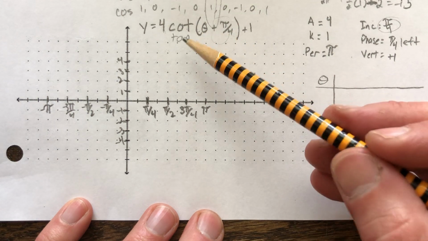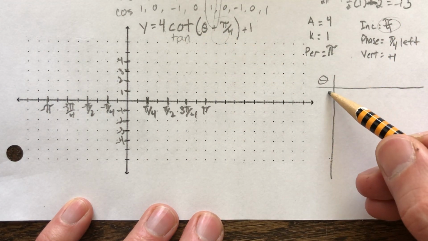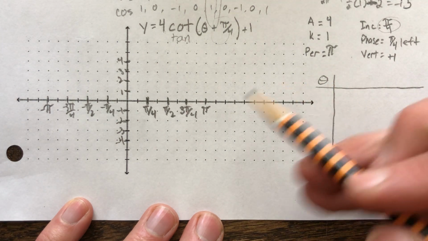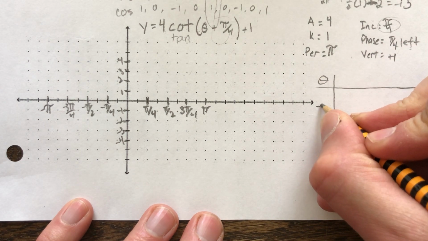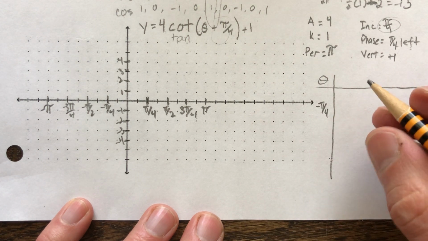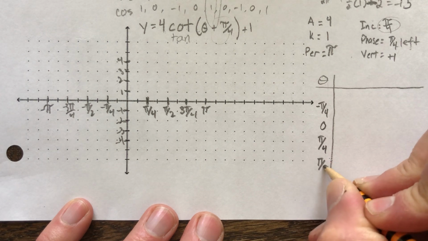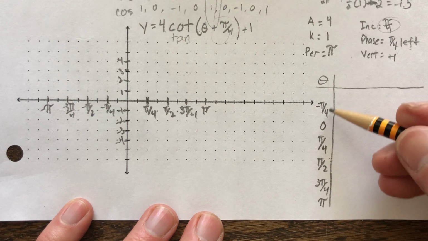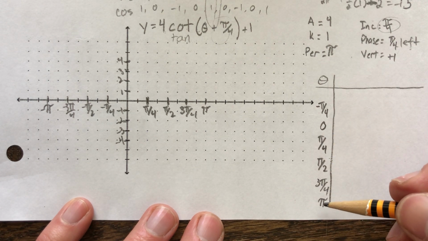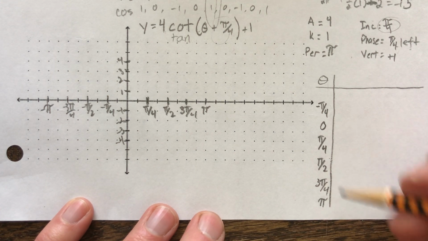Okay, so let's do our table first. So let's do the theta values, the first ones. So our phase shift is negative, or left, pi over 4. So that's where we're going to start. Okay, then we've got 0, then pi over 4, pi over 2, 3 pi over 4, pi. Right? Technically, you don't need to list out all of these. Even if you only want to list out like 3, maybe 4, it's not a bad idea. You should list out some though.